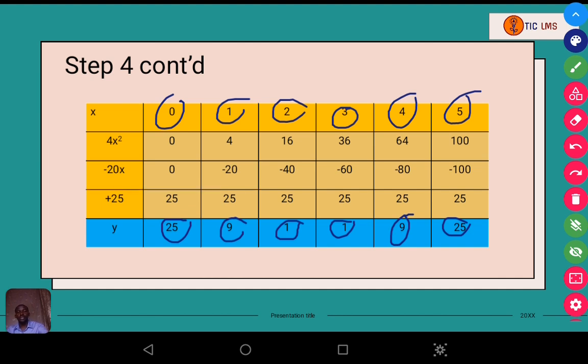You want to draw a graph that will run maybe from -1, okay, you have 0, 1, 2, 3, 4, 5. You can also extend it to 6. Now, when you consider the y-axis, consider the lowest number and then the biggest number. It will help you to determine what your gradation is going to look like. Now, the smallest number there is 1 and the biggest number there is 25.